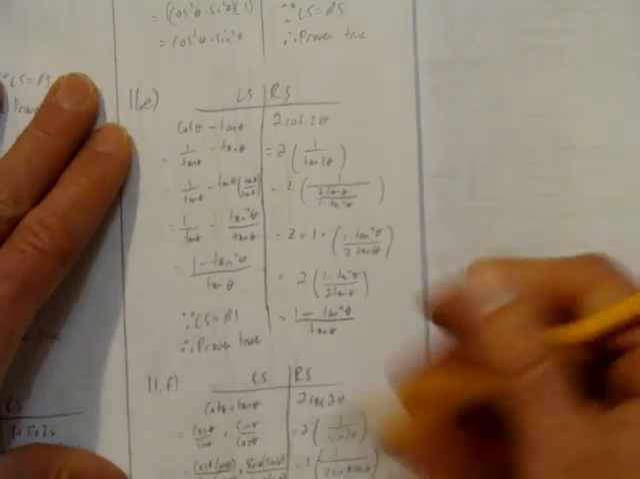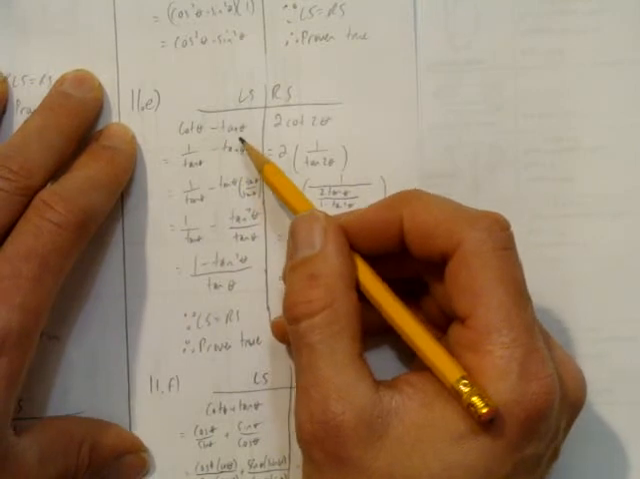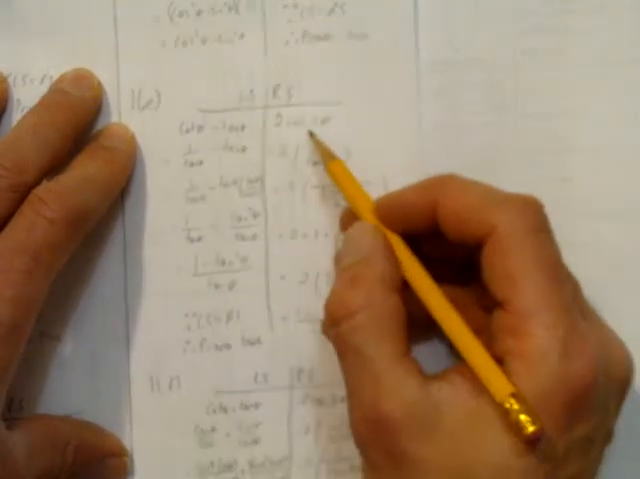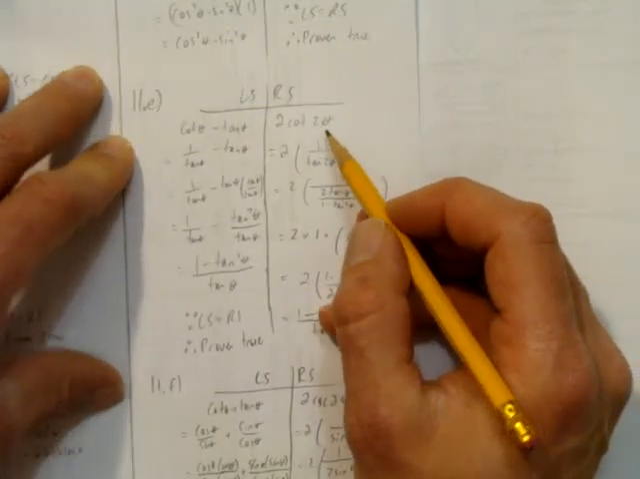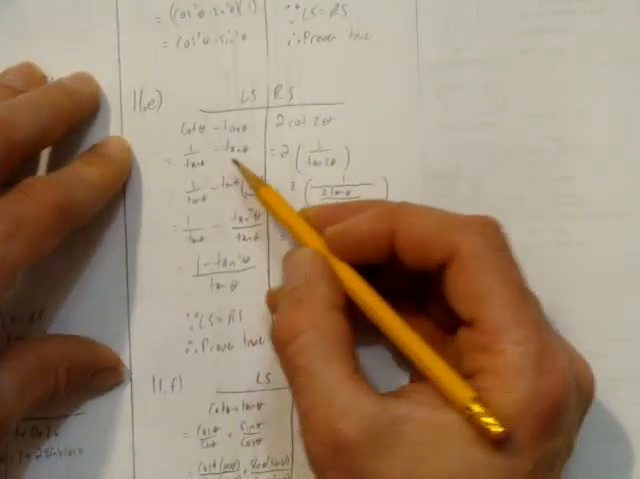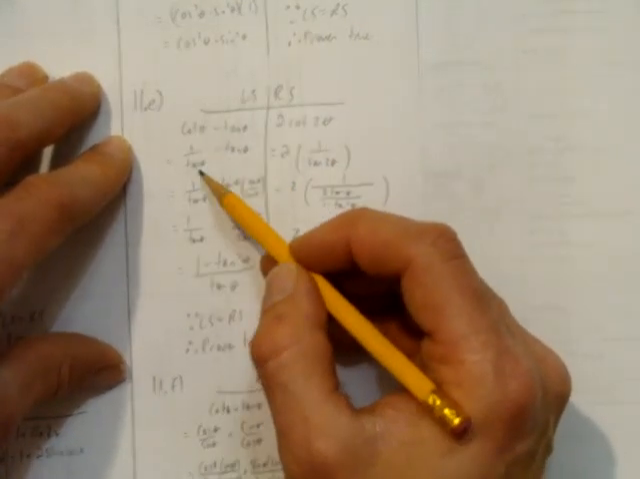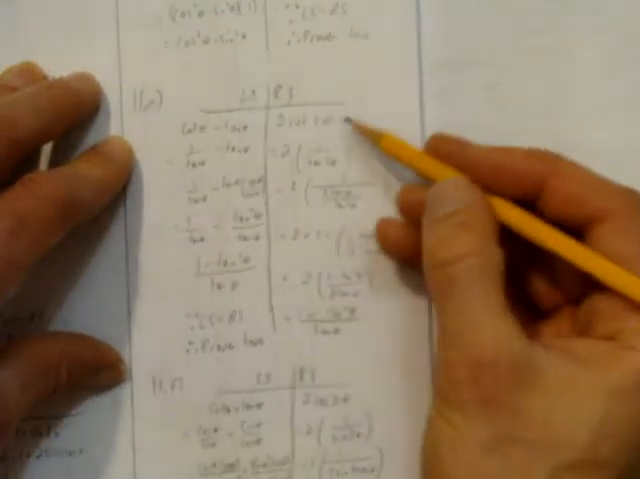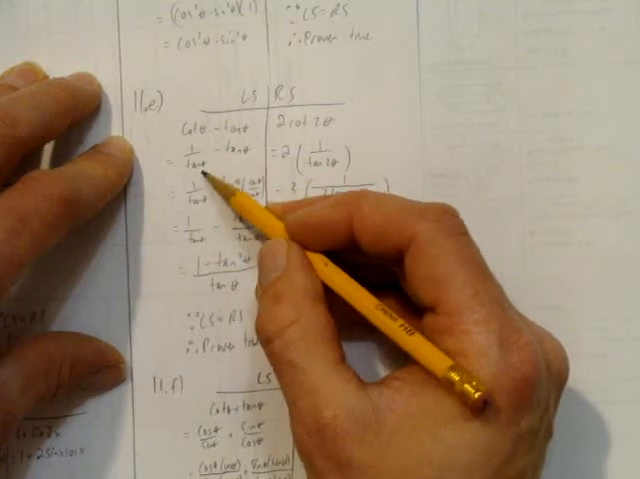Page 417, 11e wants me to prove cotangent minus tangent equals 2 cotangent 2 theta. I started with the left-hand side, and cotangent is 1 over tangent. I didn't change it to sines and cosines because I didn't have any sines and cosines on the right-hand side. I just left them as tangents.